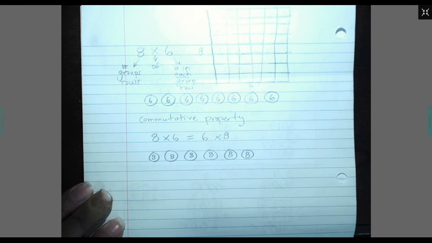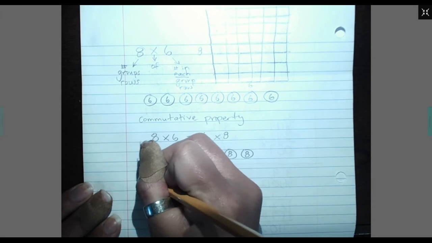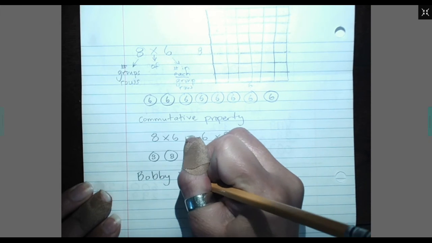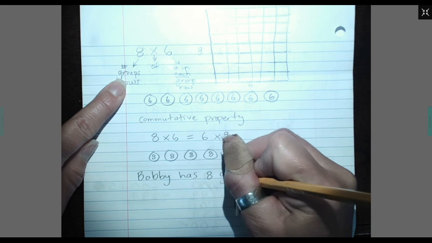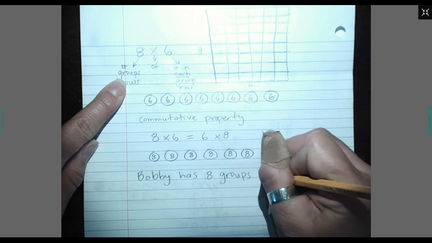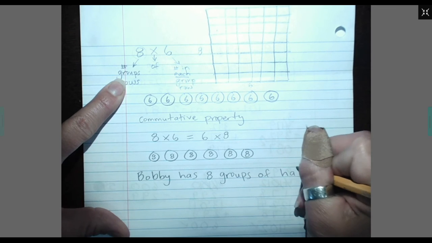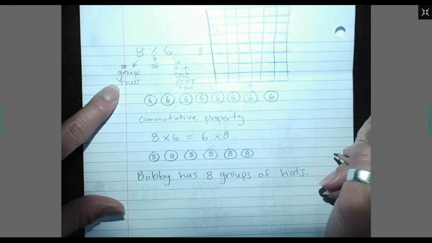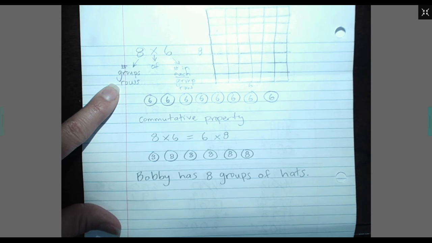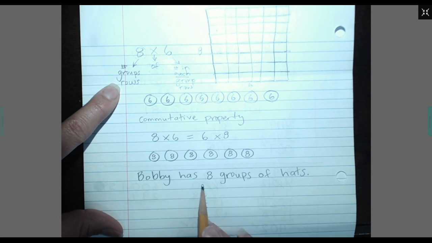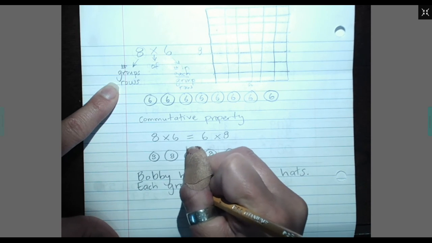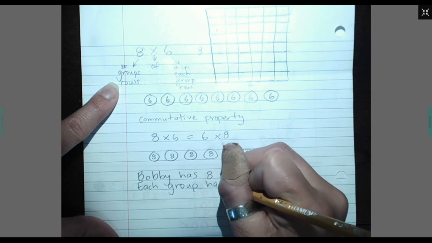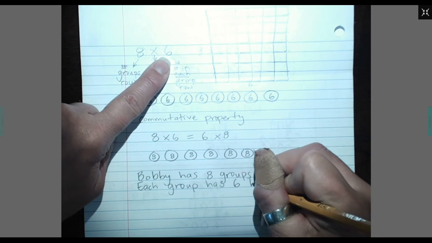How about Bobby? Bobby has 8 groups of hats. I don't know why he has so many hats, but that's what came to my mind. So Bobby has 8 groups of hats. Each group has 6 hats.